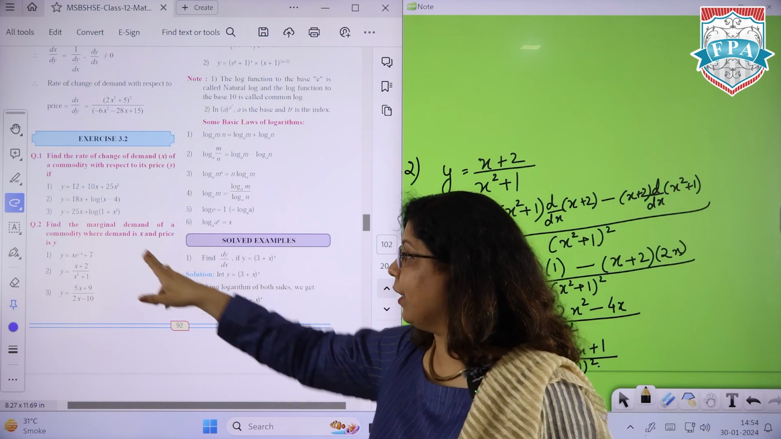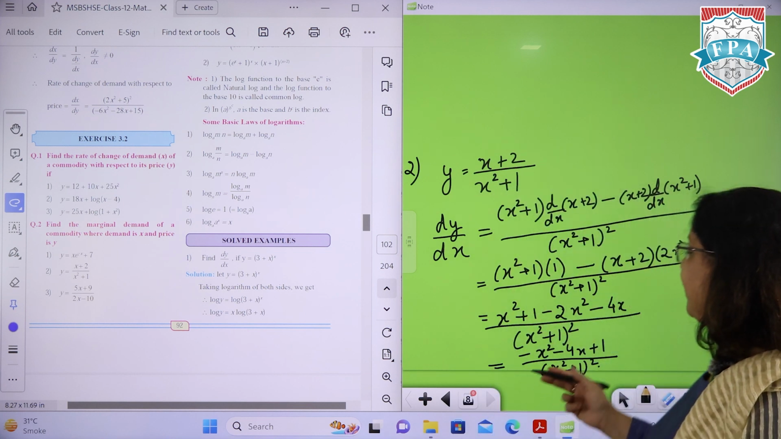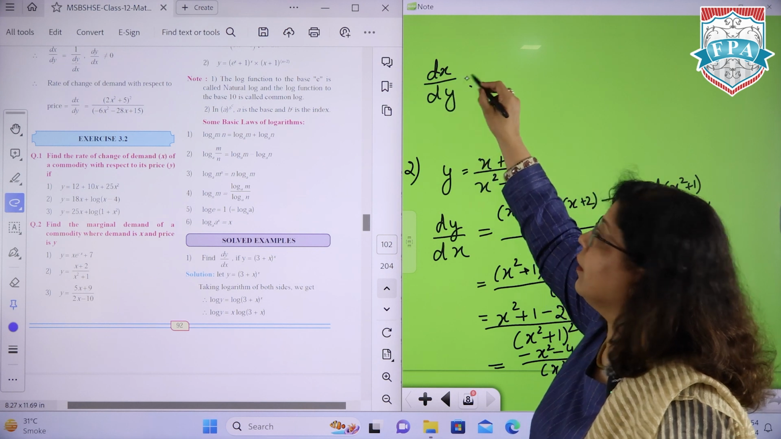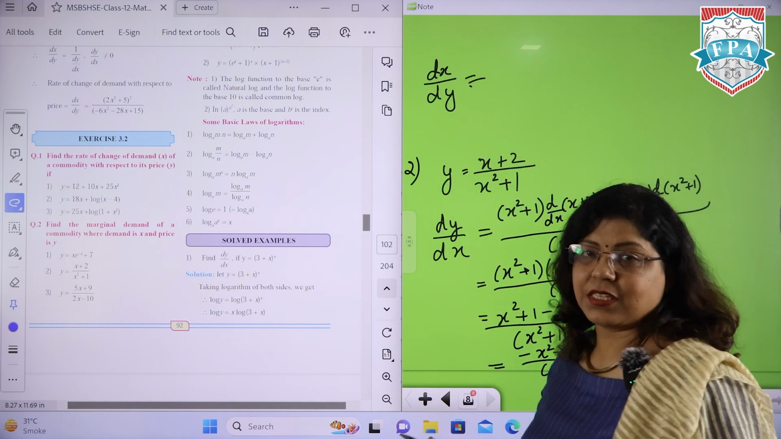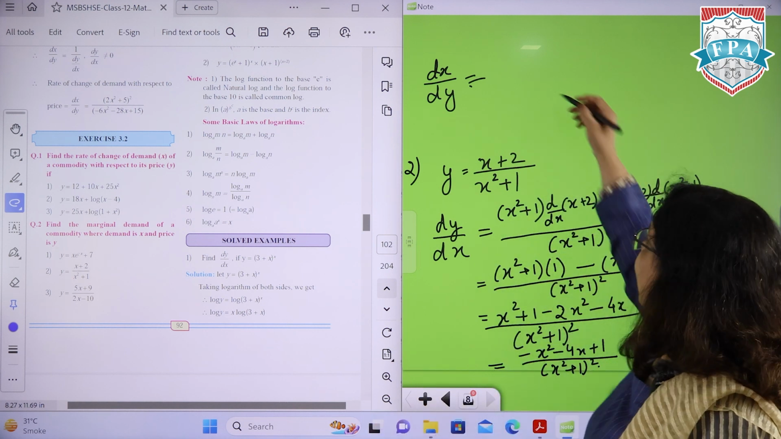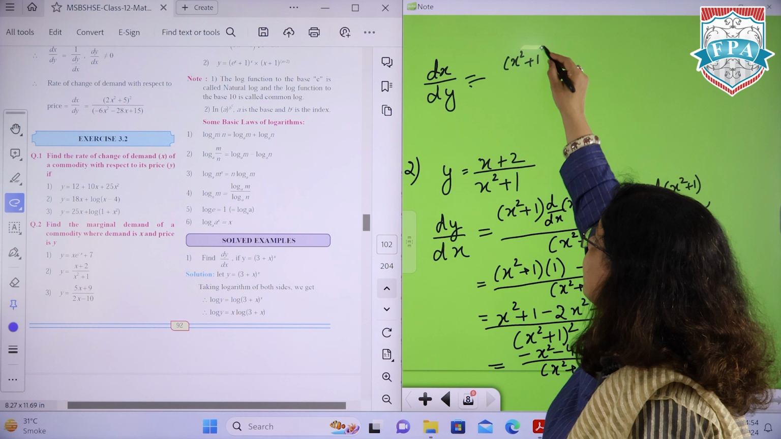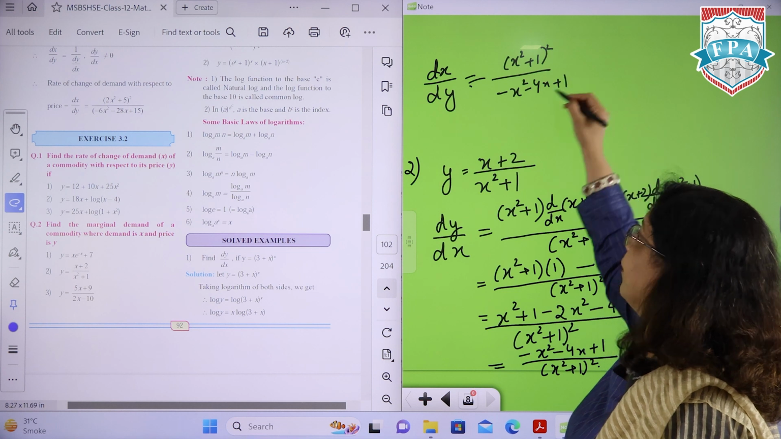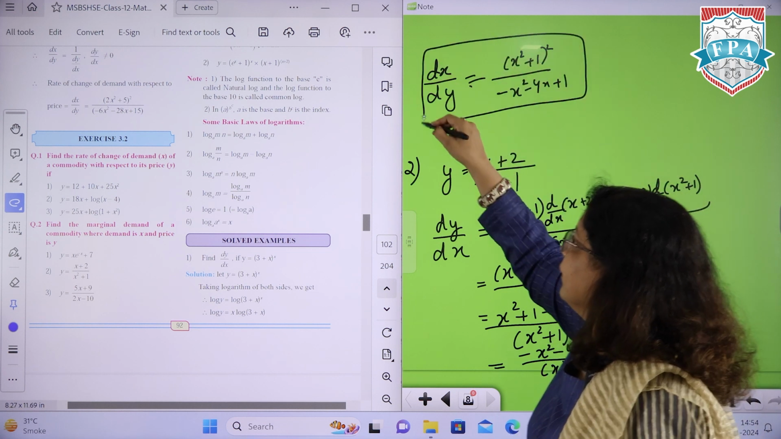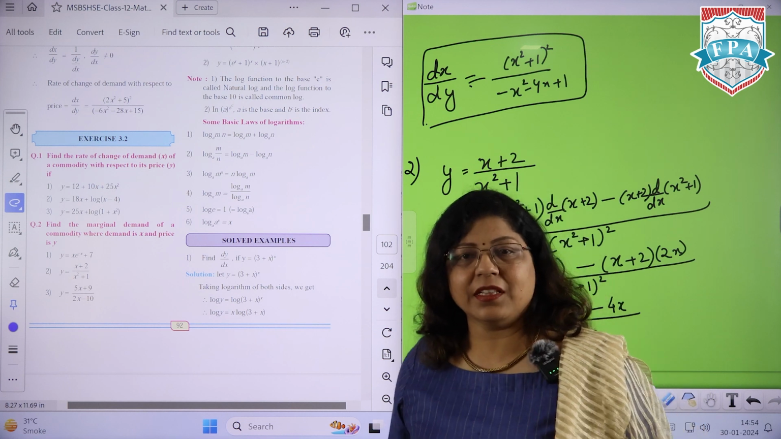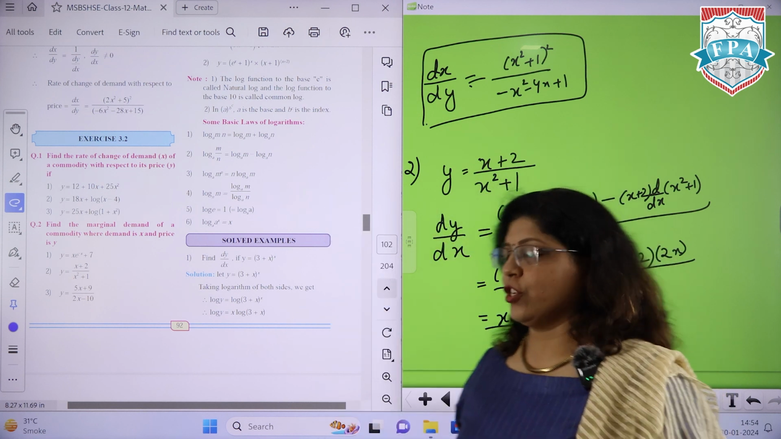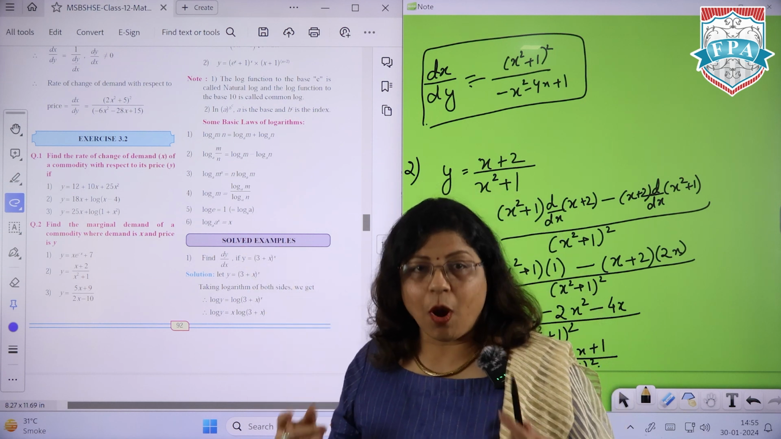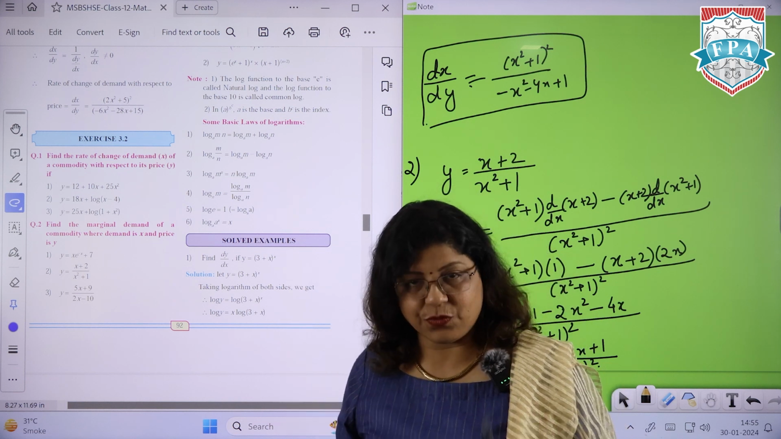It is marginal demand we need, and demand is x. So we have to calculate dx/dy over here, and that dx/dy is nothing but the reciprocal of the answer which you have got. So the reciprocal is now (x² + 1) whole squared divided by (−x² − 4x + 1). So this will become your final answer. I hope it's clear to everybody. Everybody is understanding this thing. This is the second kind of question which we are facing in the chapter on differentiation. First was composite, and now this is your inverse functions.